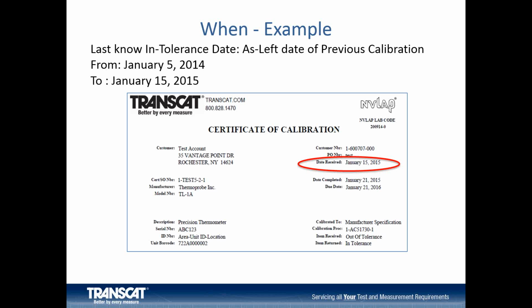So I say last year the calibration was done January 5th, so that's my starting point. And this year I'm going to start at January 15th. Why am I starting at January 15th? Why not January 21st? The point is, the laboratory received the asset or the piece of equipment on the 15th, which means it couldn't have been used by a customer in a process. It was already out of service.